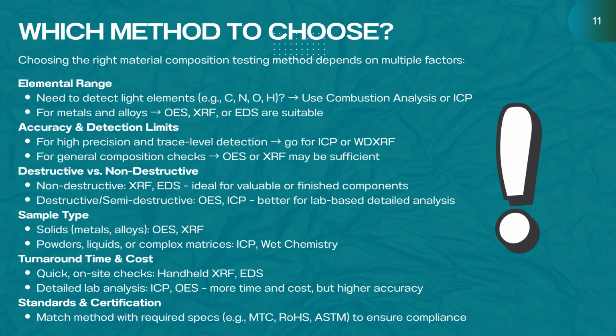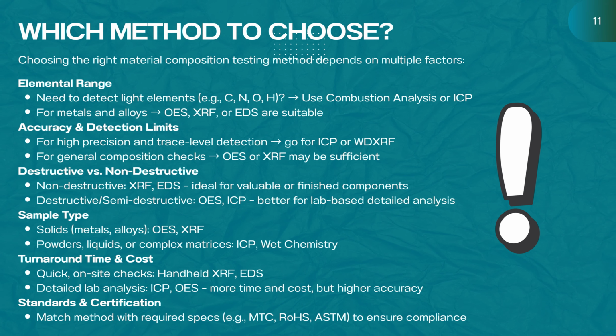Now let's talk about how to choose the right material testing method. The choice depends on a few key factors, like which elements you're testing, the accuracy you need, the sample type, and whether or not the test can be destructive. For light elements like carbon or nitrogen, combustion analysis or ICP is the way to go. But for general metals and alloys, OES, XRF or EDS are more than enough. If you need trace-level precision, ICP or WD-XRF are ideal. But for quick composition checks, XRF or OES work well and are more efficient.